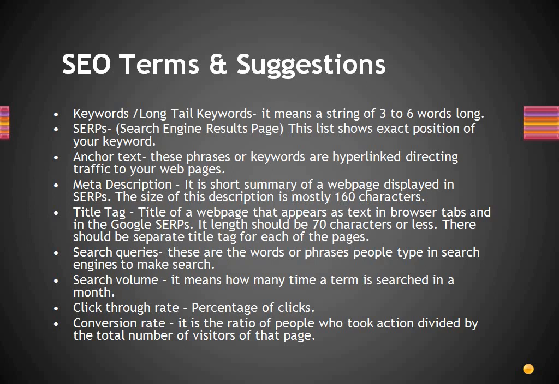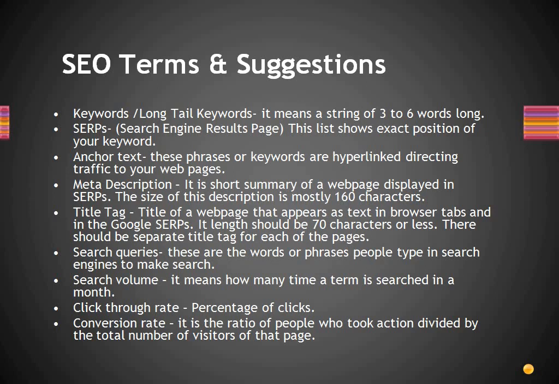SERPs, search engine results page. This list shows exact position of your keyword. Anchor text. These phrases or keywords are hyperlinked, directing traffic to your web pages. Meta description. It is short summary of a web page displayed in SERPs. The size of this description is mostly 160 characters.